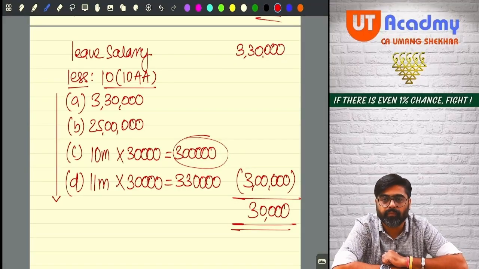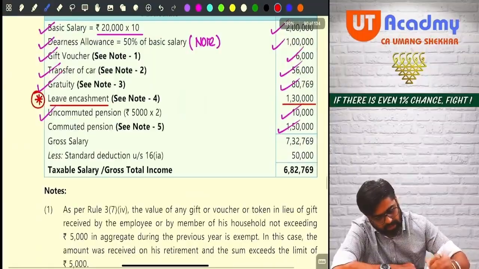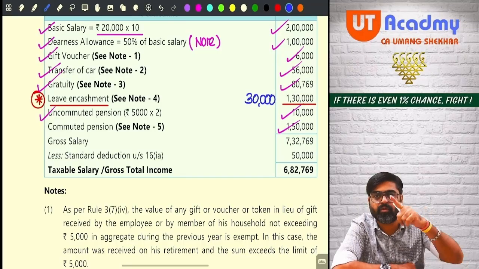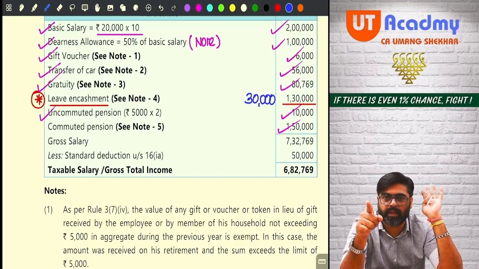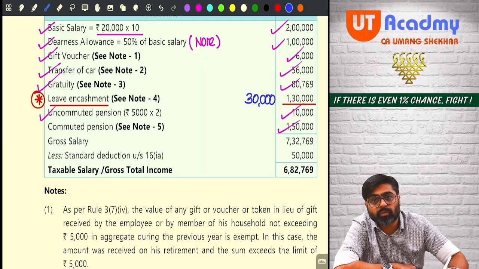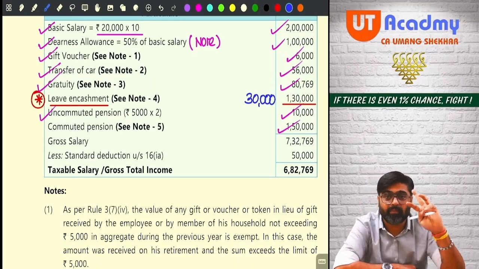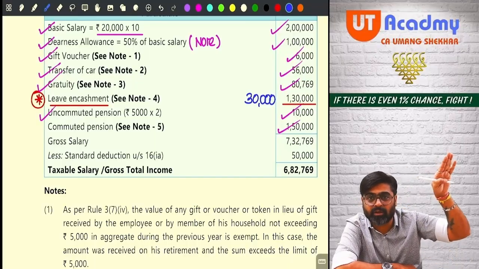So in my solution, will I write 1 lakh 30 here, or will I write only 30? I will write only 30. This is the only amount which is different for me and for my institute. So if I am taking this 30,000, then this salary will be reduced by 1 lakh. I am not taking 1 lakh 30 as taxable. I am taking only 30,000 as taxable. So my salary will reduce by 1 lakh.